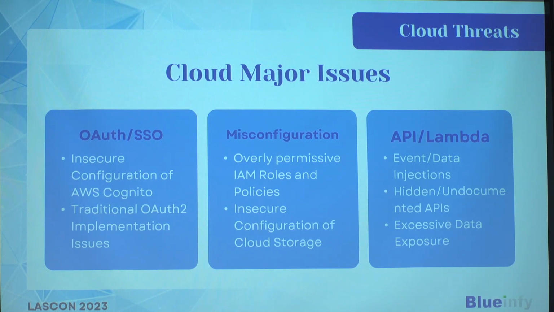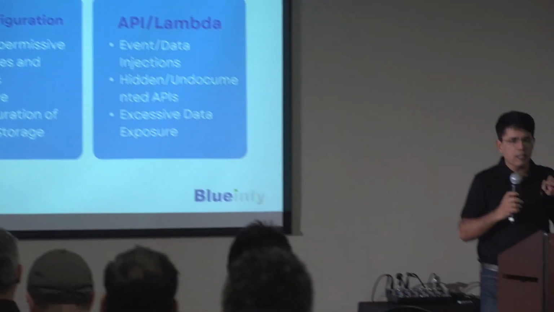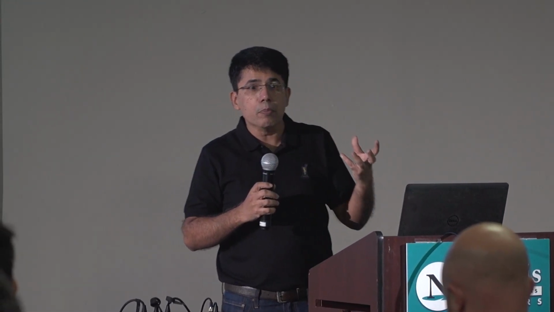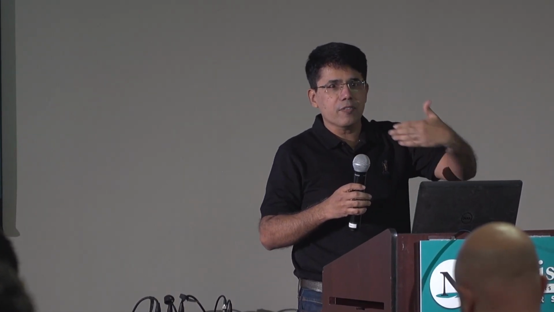From the black box perspective, when you do any assessment of your application, there are three major cloud-related issues. First is OAuth or SSO related issues, where you use Cognito or a traditional OAuth implementation. Second would be misconfiguration, such as overly permissive IAM roles or insecure configuration of your cloud storage. Third would be API or Lambda issues, where you can have event data injections, hidden or undocumented APIs, or excessive data exposure. So these three are the major issues. When you do black box testing of applications, you do find all these components, but normally the pen tester will look for traditional vulnerabilities like SQL injection and all those things, and this cloud-related stuff is getting hidden.